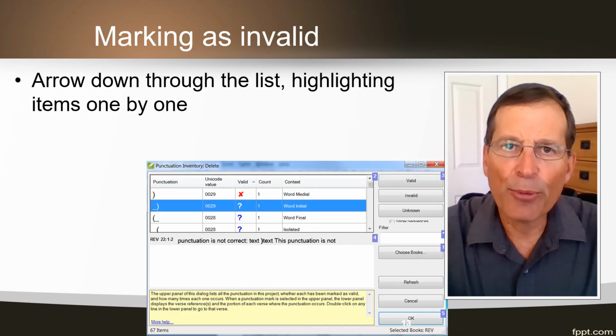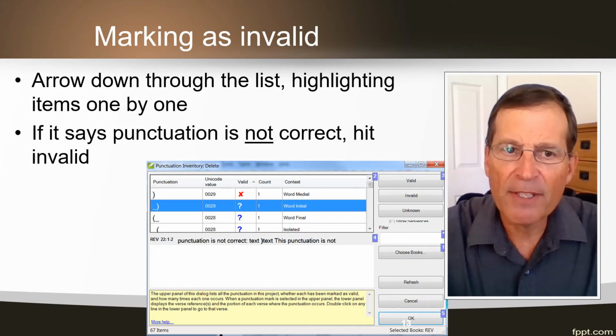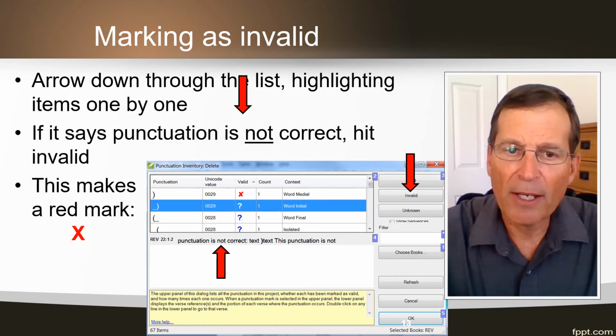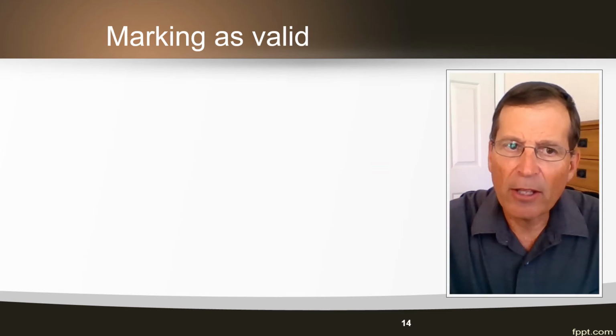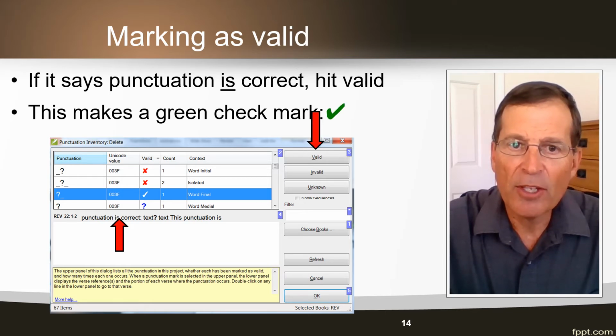You can go down through the list using your arrow key, highlighting items one by one. If it says the punctuation is not correct, you hit Invalid. This will make a red X mark next to that punctuation. Now for marking as valid, if it says the punctuation is correct, then you would hit Valid. This makes a green check mark next to that punctuation item.